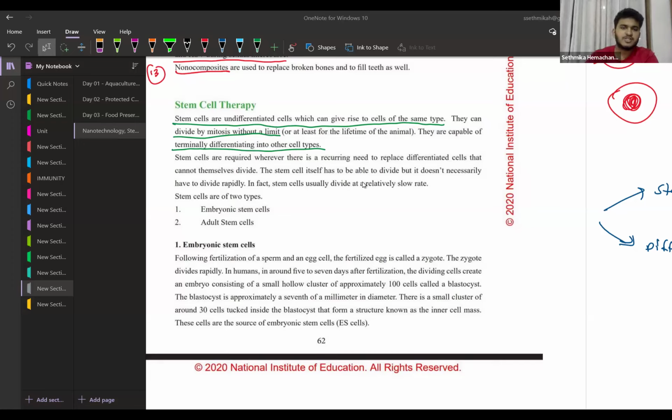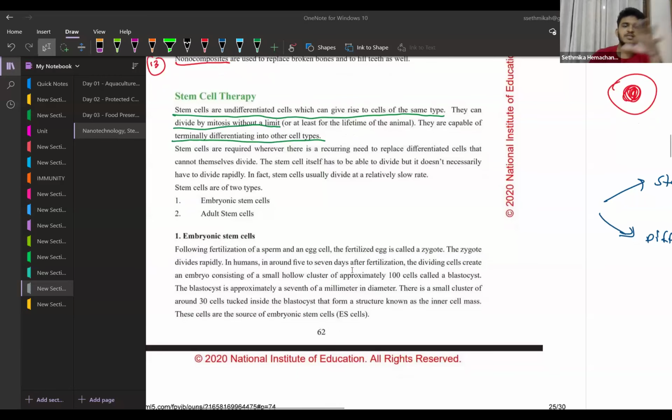Do they constantly differentiate? Some stem cells do constantly differentiate, while some stem cells do not. It depends on the type of stem cells, right? So stem cells are required whenever there is a recurring need to replace differentiated cells that cannot themselves divide.